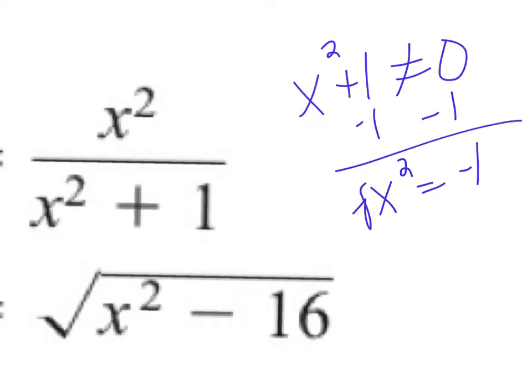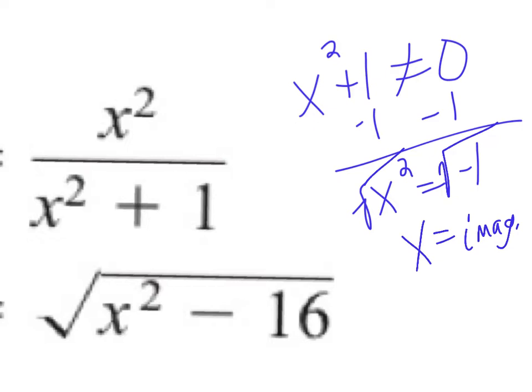I'd take the square root. What happens when I take the square root of a negative number? It becomes imaginary. We're talking about real numbers here. So in this case, are there any domain restrictions? No, because the only domain restriction, when you solve it, becomes imaginary. So this would be all real numbers.